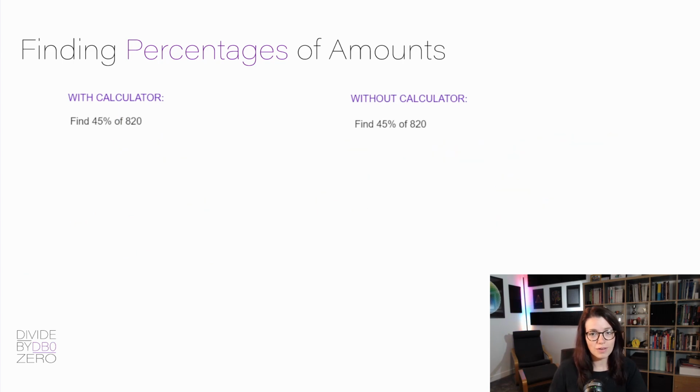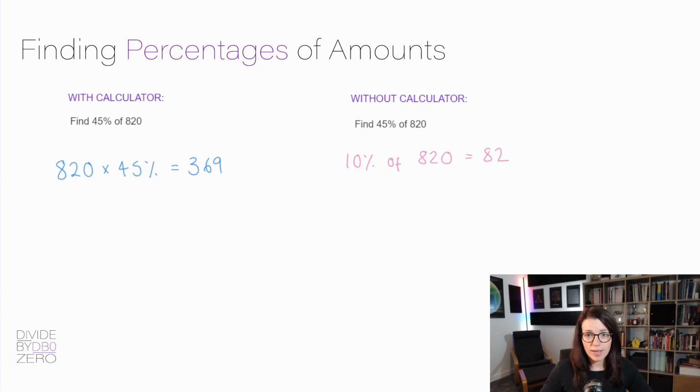These two methods work for more complicated numbers as well. So let's say we wanted to find 45% of 820. With a calculator, we're just going to type that in. So 820 times 45%, and it will give us the answer straight away to be 369. Without a calculator, we can do the 10% method again. So 10% of 820. Again, dividing 820 by 10 gives 82.